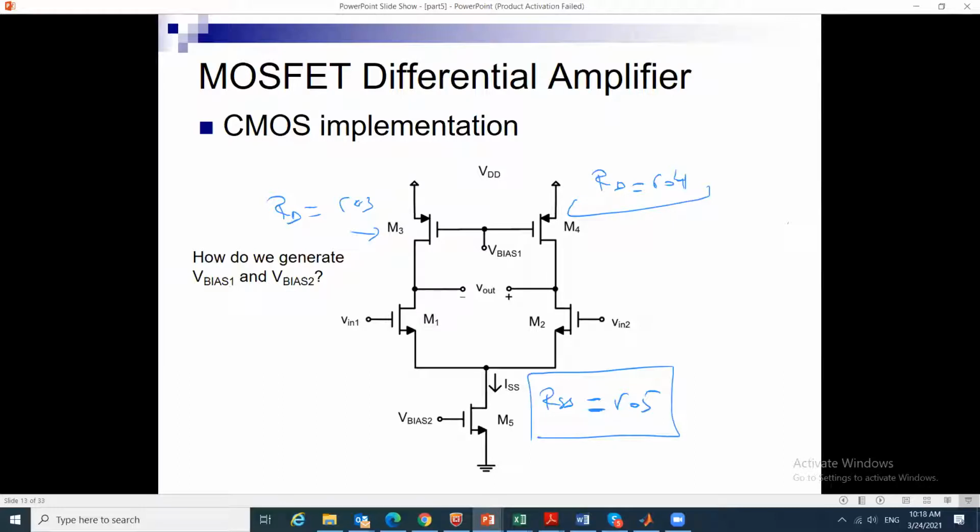Okay. Let's look now at a more complex circuit. So the voltage gain is simple. Just plug in RO3, RO4 instead of RD. Now of course the equation is symmetric, so we will assume that the two transistors have the same resistance. We want RO3 and RO4 to be the same so that we keep symmetry in the circuit.